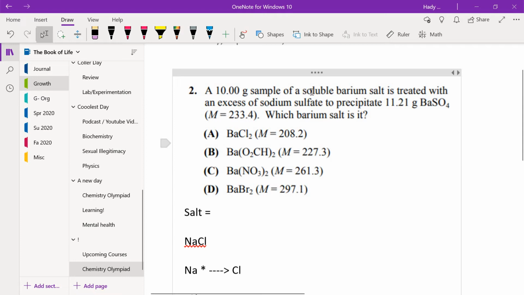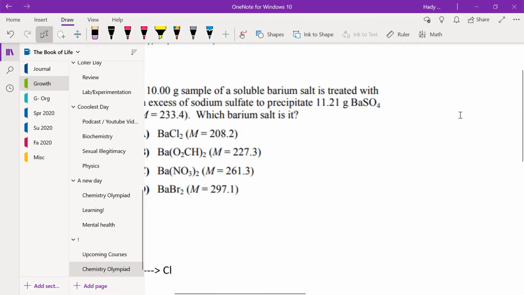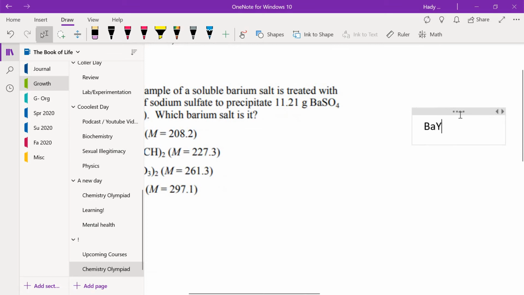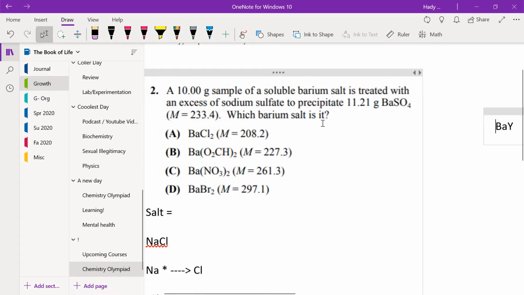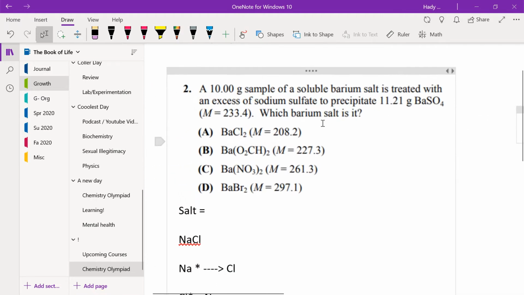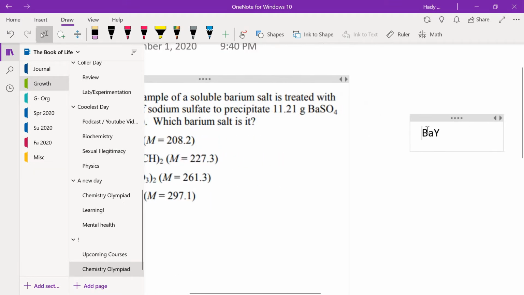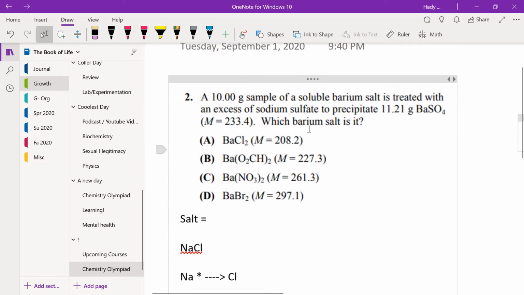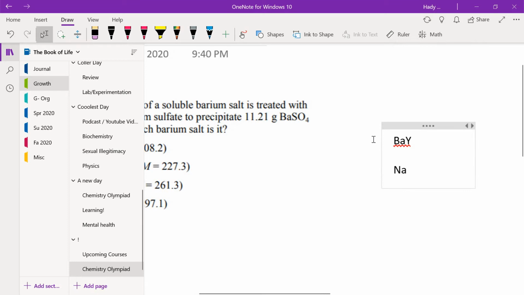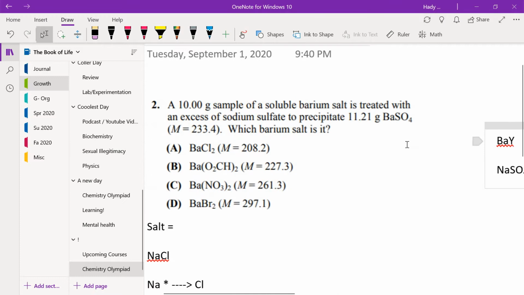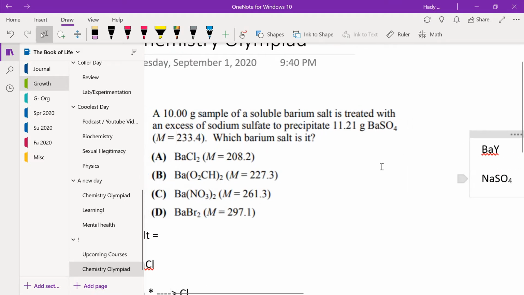So you have 10 grams of barium salt, BaY. I know barium is going to be losing its electron out of prior knowledge that you will have, and so it's going to be treated with an excess of sodium sulfate. So sodium sulfate, and yeah, both of these are going to dissolve in water.